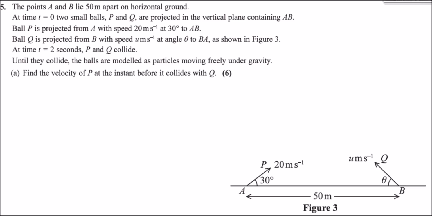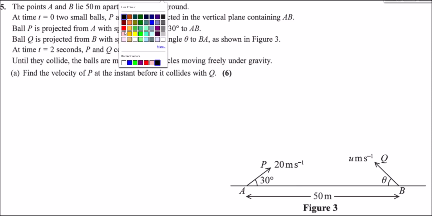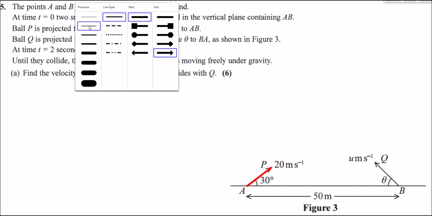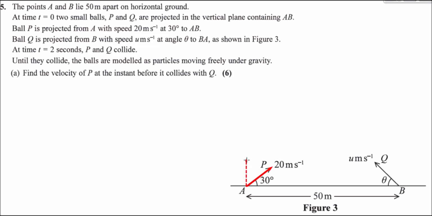So what I'm going to suggest we do here is to resolve the motion of both P and Q into horizontal and vertical components. So if I just think about P here, I'll say it's red. If P is actually going up here, I can label this into its constituent components. It's going to have a vertical component like so, and it's going to have a horizontal component this way as well.